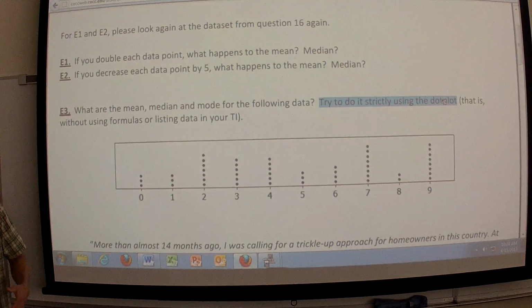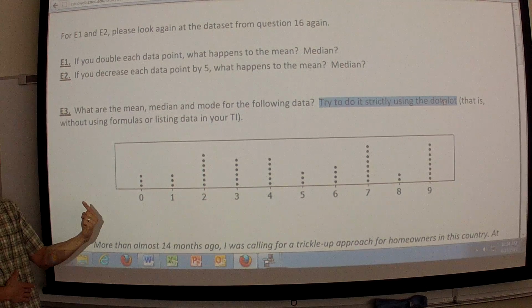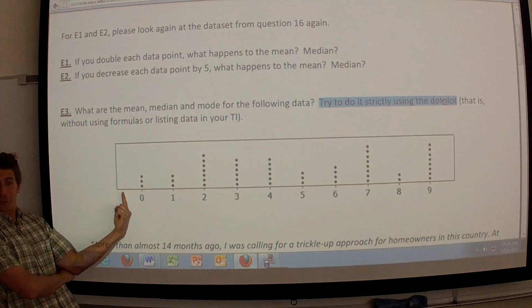As far as the mean, I always treat this one as a balance. Where would I put my finger to balance this data? So you guys tell me. Here, I'm going to start on the left, and I'm going to keep going.